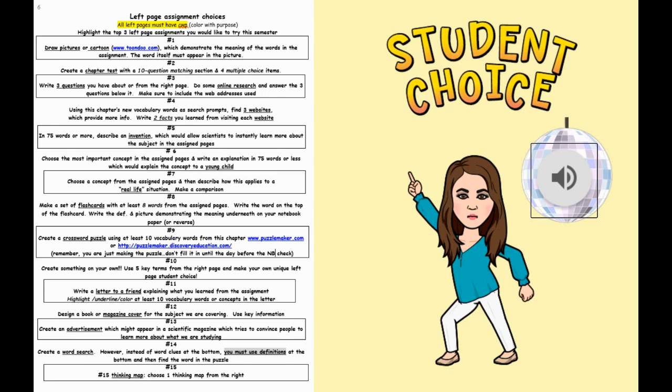You could go down to number 14 and create a word search. Now, our word searches are a little bit different. Instead of word clues at the bottom to get credit, instead you put the definition at the bottom and then find the word in the word search. Okay, so these are just some of the choices. You can always make up something on your own if you'd like. But every left page student choice is about what's on the right page.